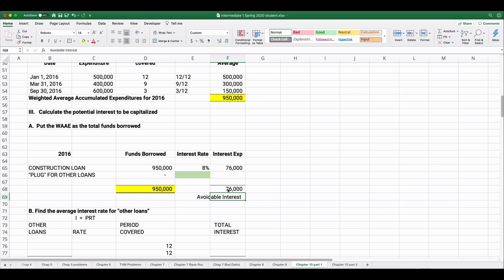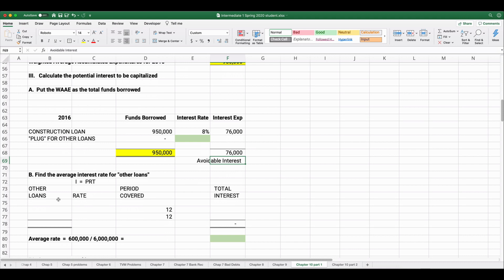So we're going to calculate interest two different ways. We're going to say, what could we have avoided? Well, if we had not taken out the construction loan for 8%, and instead we had paid the 950,000 on the loan, we could have avoided, put it this way, if we'd have paid off the loan rather than paid off the construction company, we could have avoided $76,000 of interest.